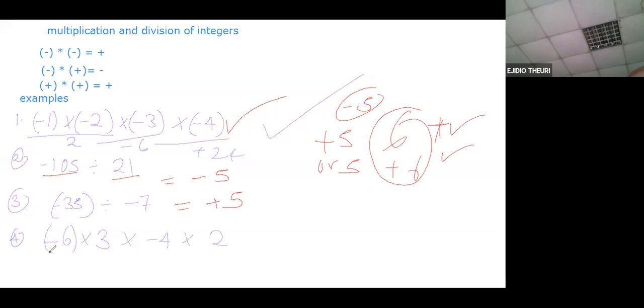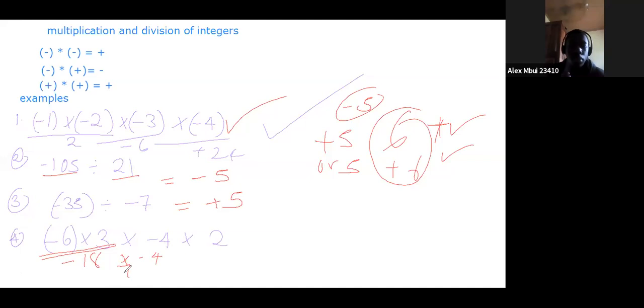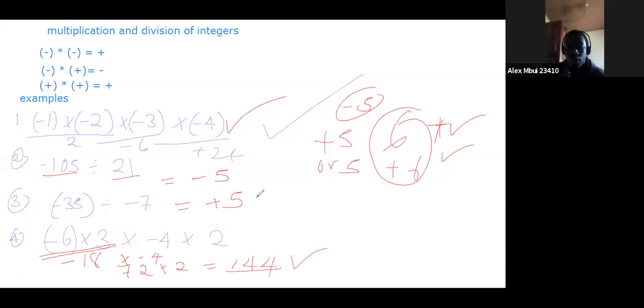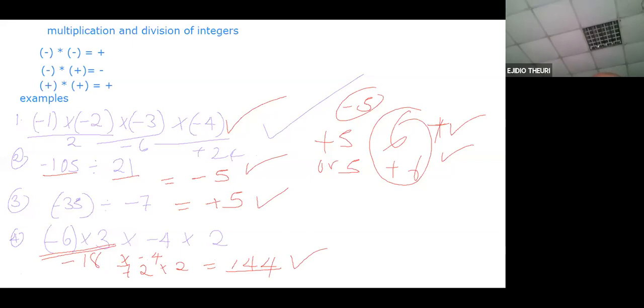We come to this. Negative 6 times 3 should be negative 18. Negative 18 times minus 4 is 72. 72 times 2 is 144. Wangapi wamepata hiyo? Hizo zote correct. If you got it correct, raise your hand nione watu wangapi.